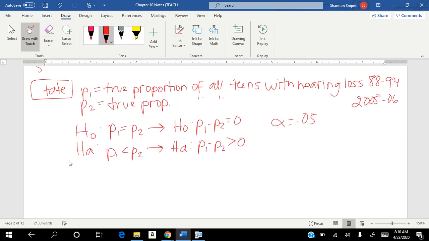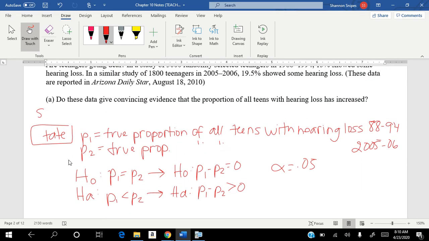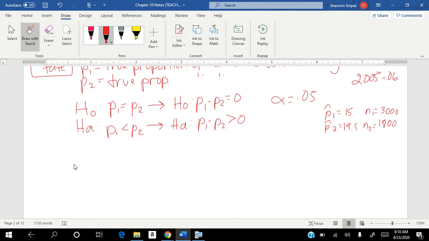Okay, so we have our state step. So I don't have to keep scrolling, I'm going to write P hat 1 from our first proportion was 15%, and P hat 2 from our second proportion was 19.5. Our first sample size was 3,000, and our second sample size was 1,800. So that's just so I don't have to keep scrolling for a few minutes.